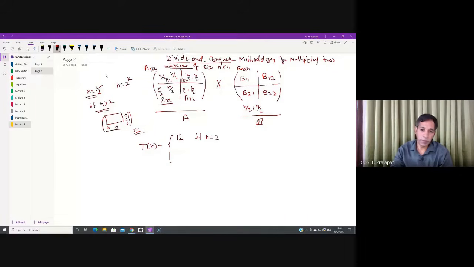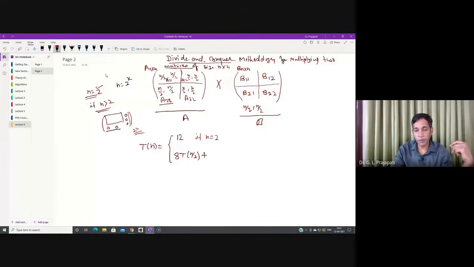If n is more than 2, then you need to divide. Once you divide, instead of multiplying elements, you are going to multiply matrices. How many matrices do you need to multiply? 8 matrices, and the size is n by 2. We have assumed that T of n is the operations required for multiplying two n by n matrices. Similarly, if you multiply two matrices of size n by 2, then you need T of n by 2 operations. And how many such multiplications do you have? 8, so that's why 8 times this.